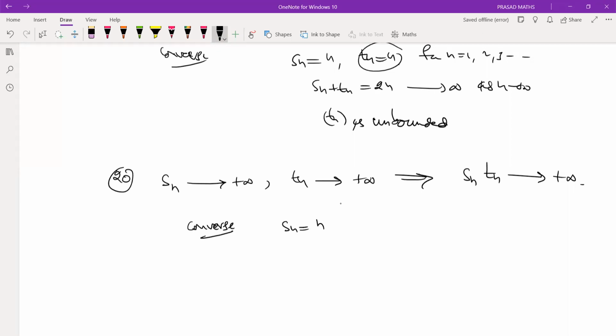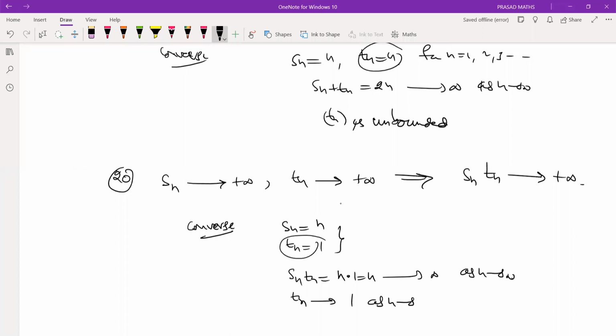Suppose Sn equals n and Tn equals 1. Therefore, what happens? Sn into Tn is actually n into 1, that is n. This is true for every n. This diverges to plus infinity as n tends to infinity. But Tn is convergent. So the converse may not be true.